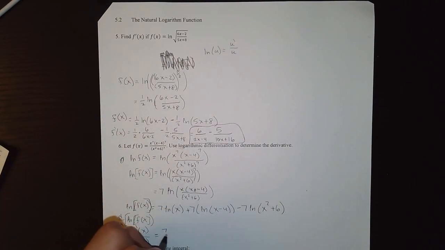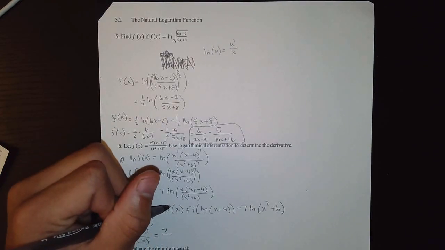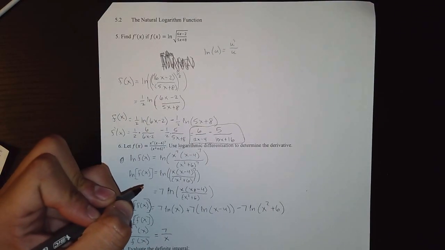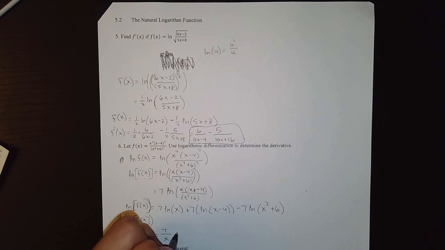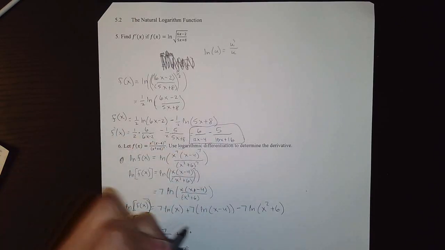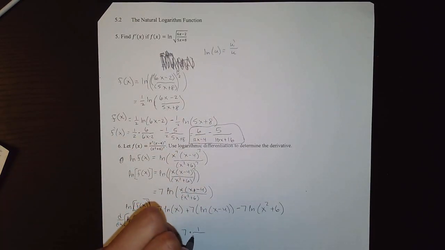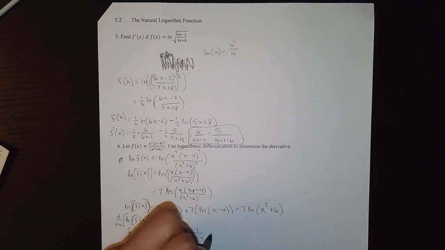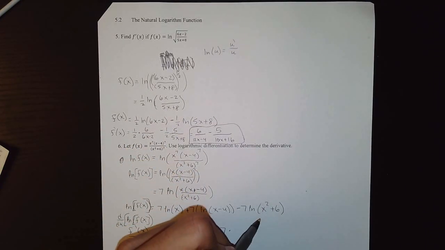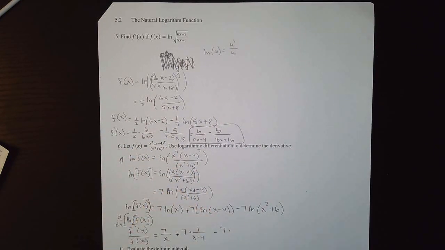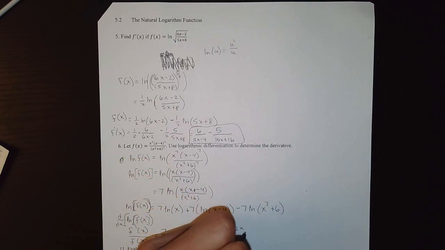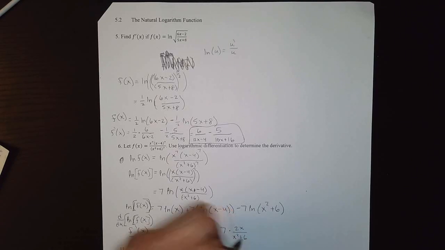So 7 times the derivative of the natural log of x, that's just 1 divided by x. And then we're adding 7 times the derivative of the natural log of x minus 4, which is just 1 over x minus 4. And then we're subtracting 7 times the derivative of the natural log of x squared plus 6. Well, the derivative of x squared plus 6 is 2x. And so we would have 2x divided by x squared plus 6.